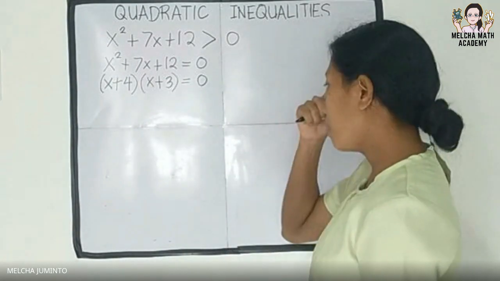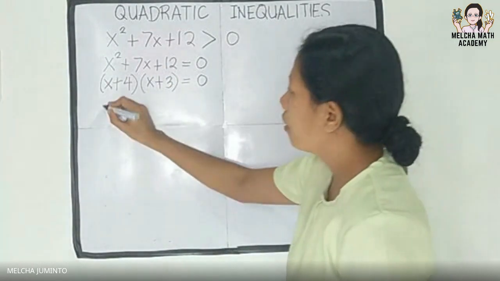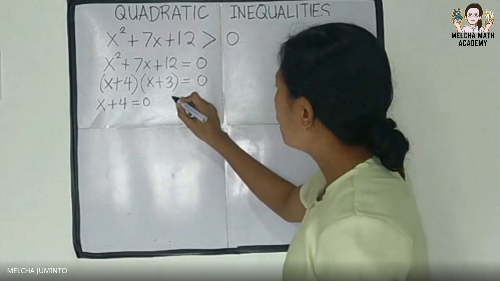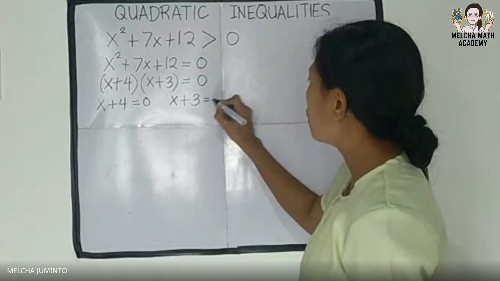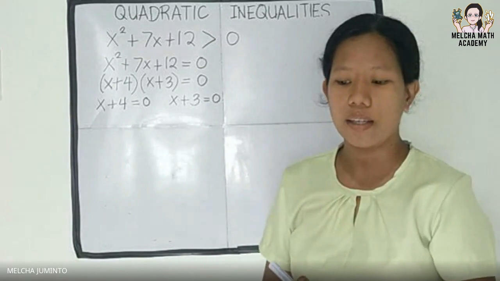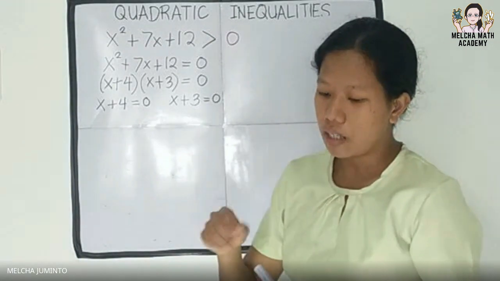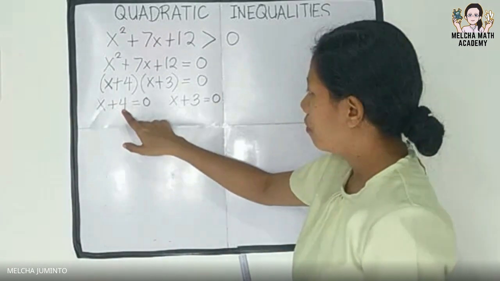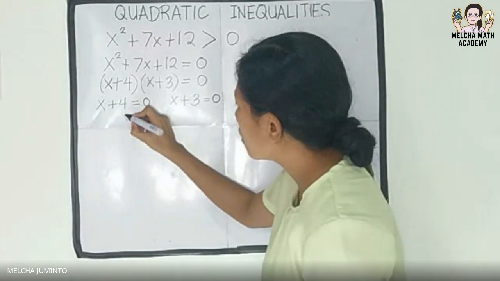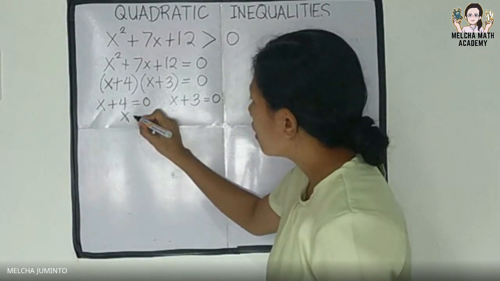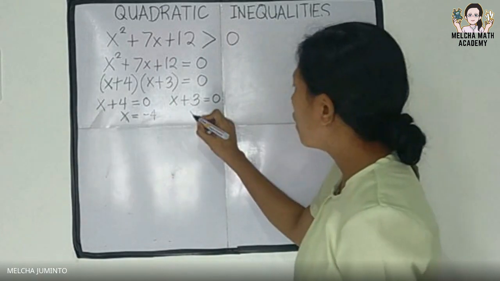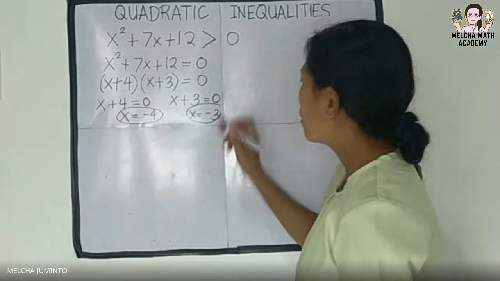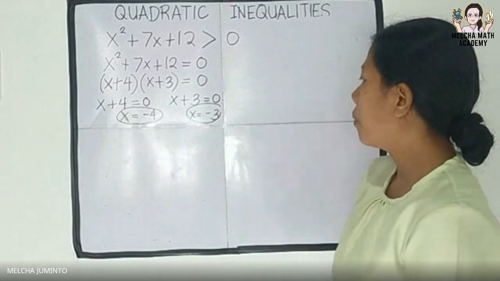Next, we now need to apply zero product property. We write x plus 4 is equal to 0. So the other one is x plus 3 is equal to 0. Okay. And then next, we can now proceed with transferring this particular value of 4 and 3. So we get x, right, x is equal to negative 4, while here we have x equals negative 3. So we obtained two values of x. One is negative 4, the other one is negative 3.